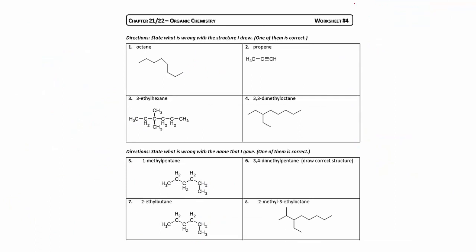Worksheet 4 is kind of a little bit of review. State what is wrong with each structure that was drawn. One of these is correct. So as you look through these 4 structures, one of them is correct and the rest of them, there's something wrong. I'll give you a clue. 1, 2, 3, 4, 5, 6, 7, 8. This one is correct. It's just weird looking having them this way. The other 3 are incorrect. On the second set, state what is wrong with each name. One of these is correct. You don't have to fix it, but the other 3 you have to fix.